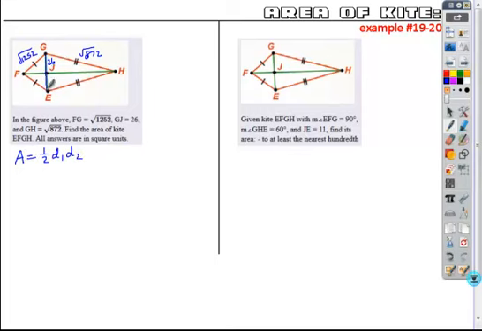Okay, so we know this diagonal because that segment or that diagonal is being bisected. Each of these pieces is going to be 26. So that gives you a total of 52. So there's one of our diagonals. And to find the other diagonal, we need to know what FJ and JH are.